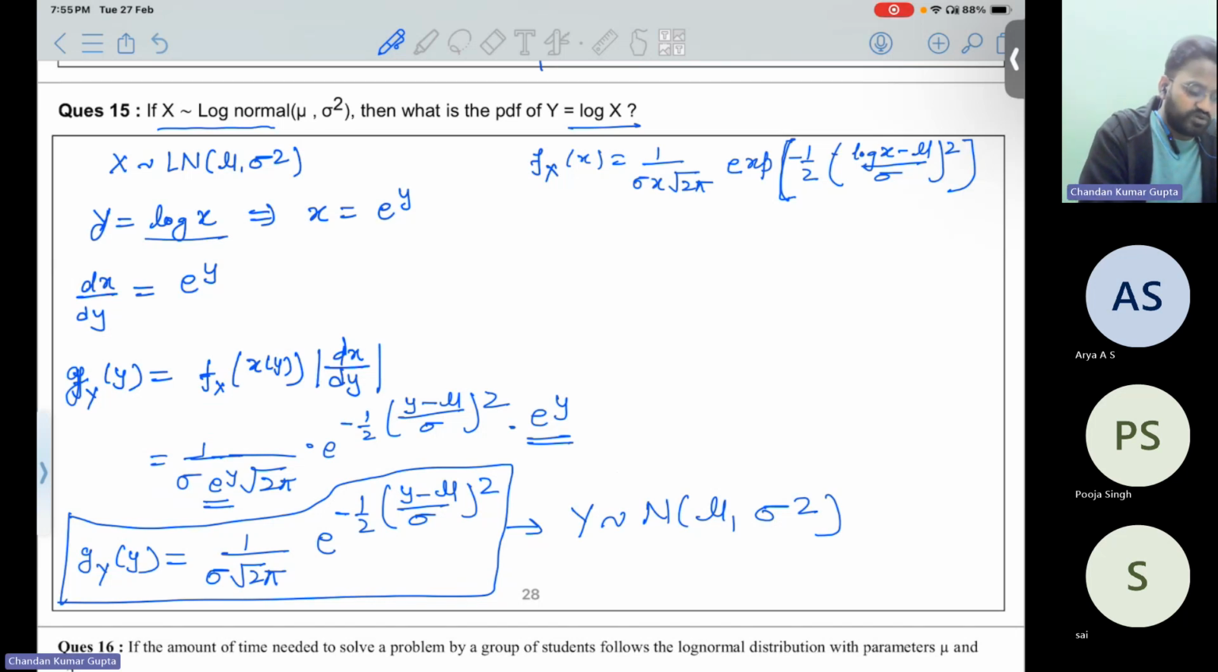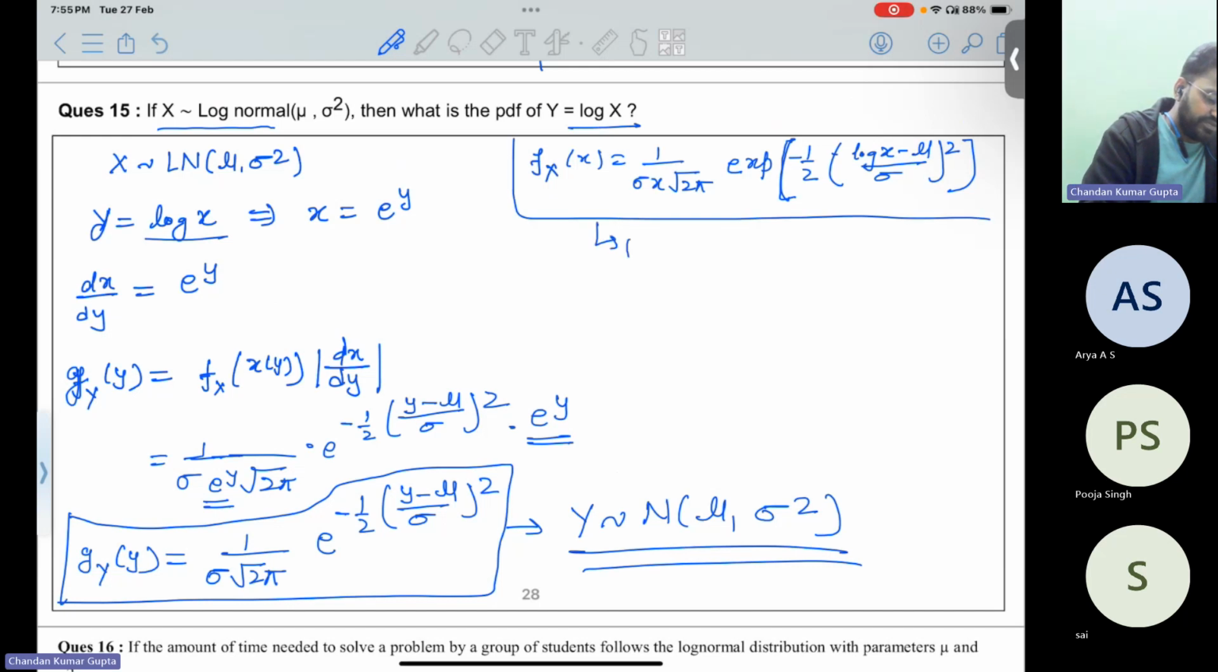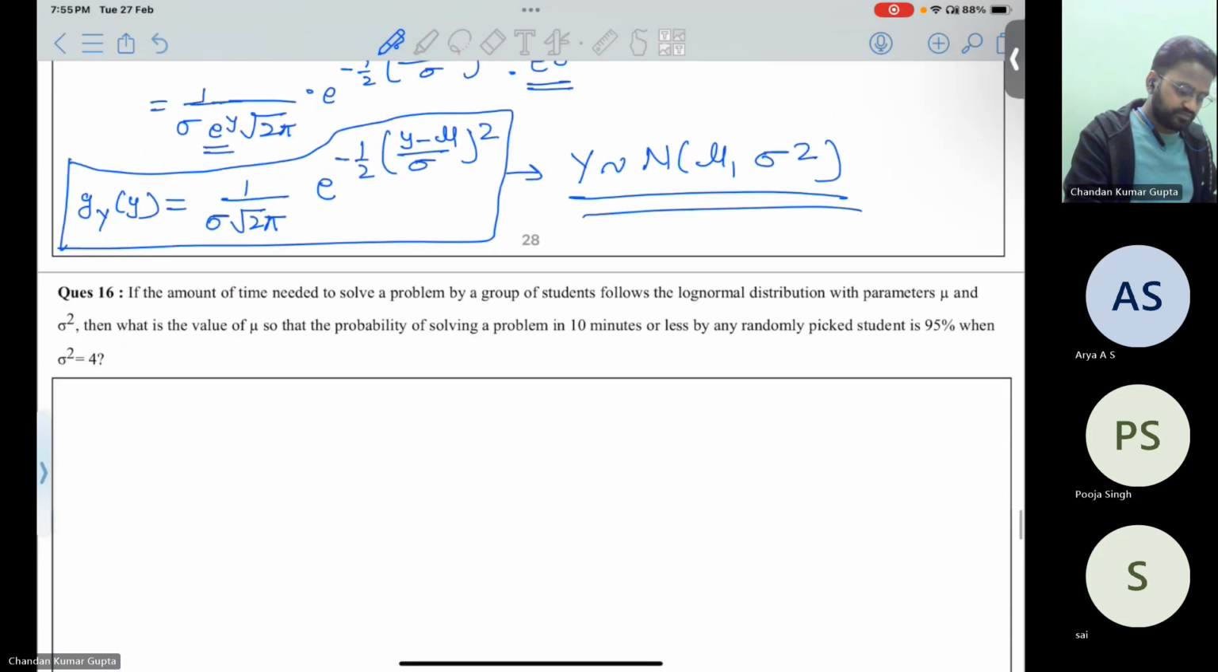So here we have already proved that if y follows a normal distribution, then x, which is e to the power y, follows a log normal distribution. Okay. And here we have proved this, and this is the PDF of the log normal distribution. Okay.